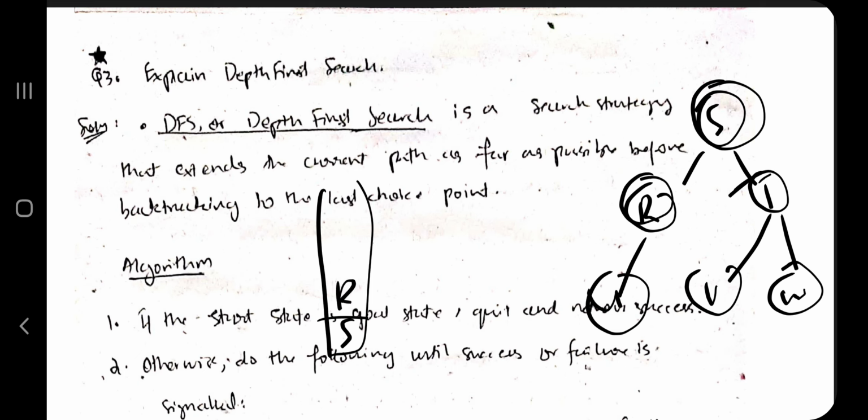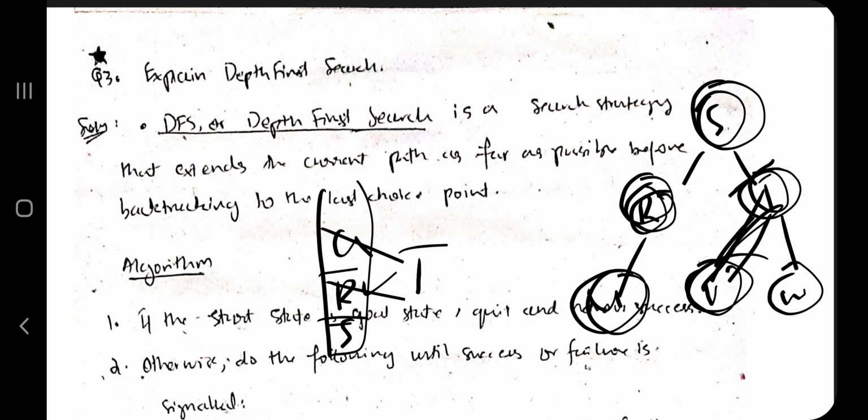Then we'll be storing R. We'll be choosing one and going in depth, U. After U nothing is there, so I'll cut off this one and go to R. Nothing is there, so I'll cut off and go to S again. When I go to S, I have T also. First I'll store T, then I'll store V. I can go like this, right?